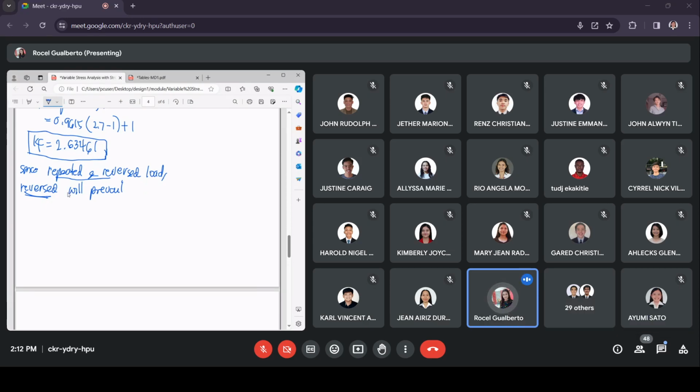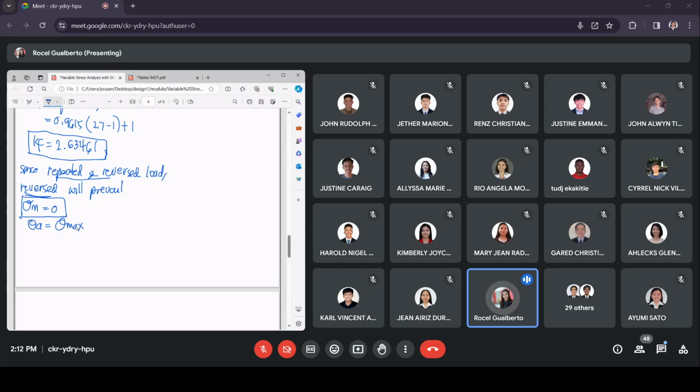Okay, Miss Elisa? Sigma m po ay 0 po and yung sigma a po ay equal sa sigma ng maximum. So this is the property of a reverse stress. Sigma m is 0. And your sigma a would be equal to sigma maximum. So that would be our equation. Sigma a equal to sigma maximum.